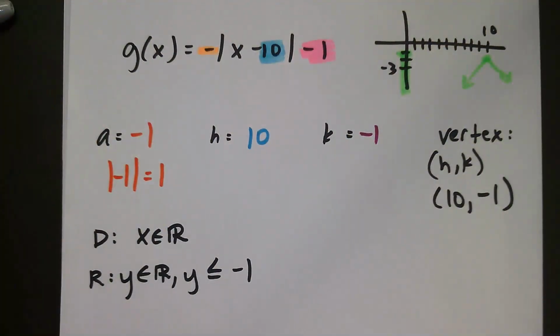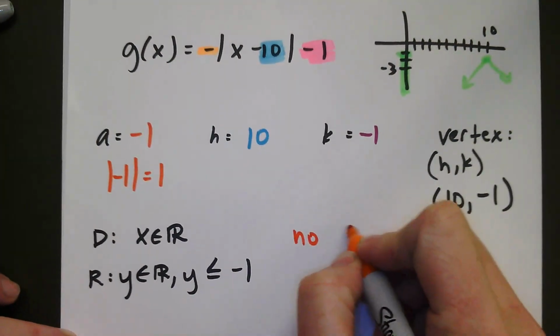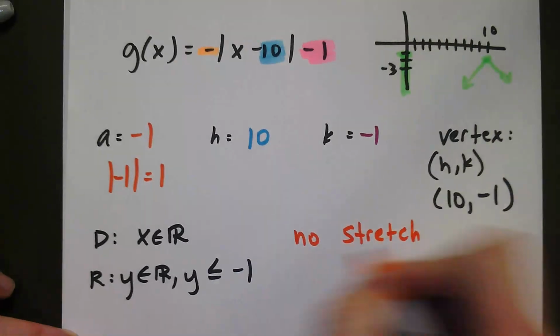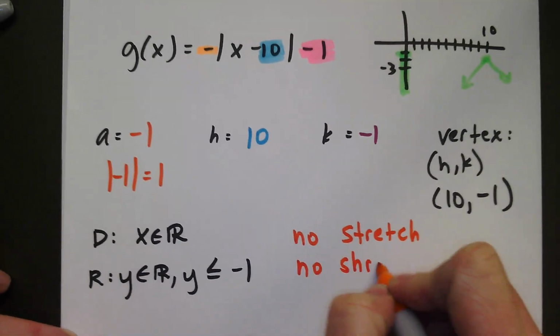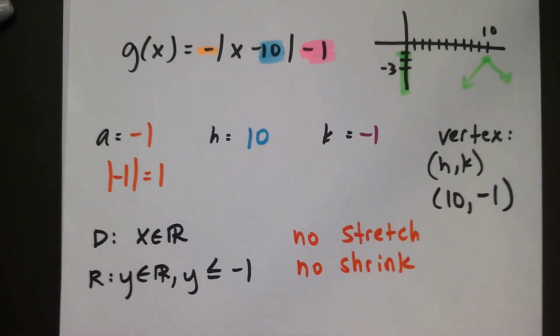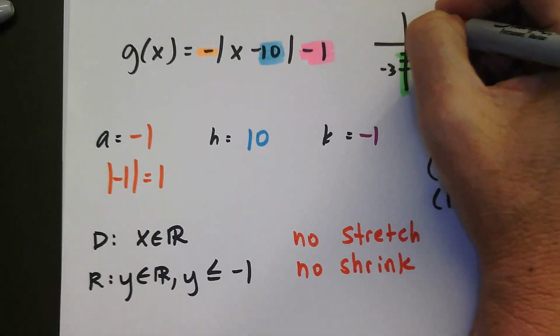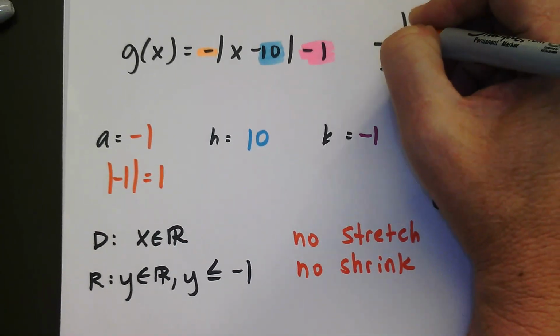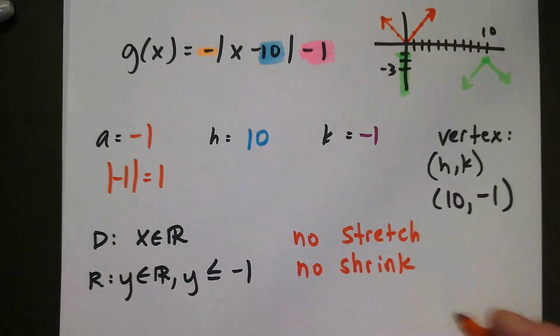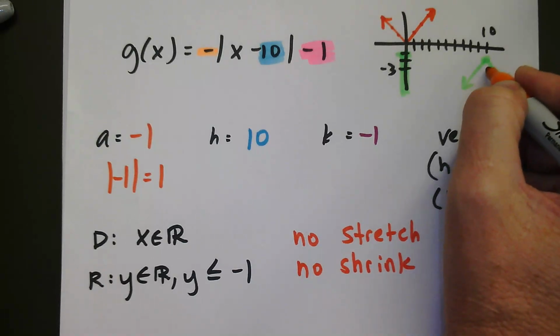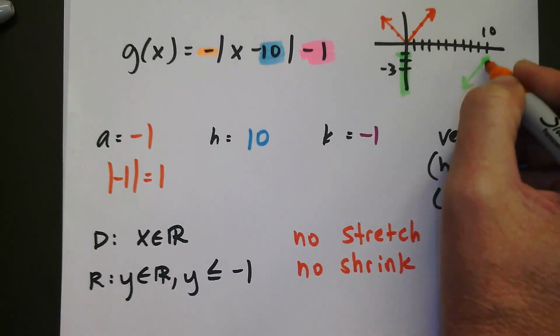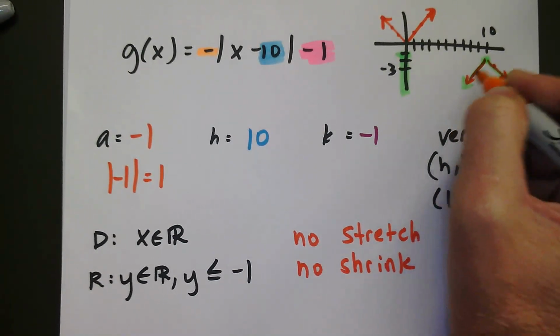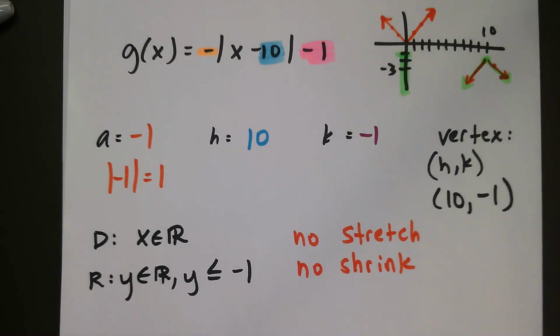So that tells me that there is no stretch and there is no shrink. This is actually growing at the same rate as the parent function. The parent function has a slope of 1 on the right side. And this guy here, we said was going down 1, right 1, down 1, right 1. So it actually has the same growth rate. It's just upside down.